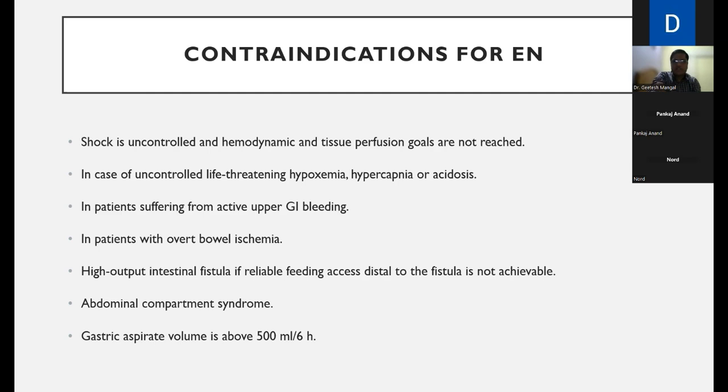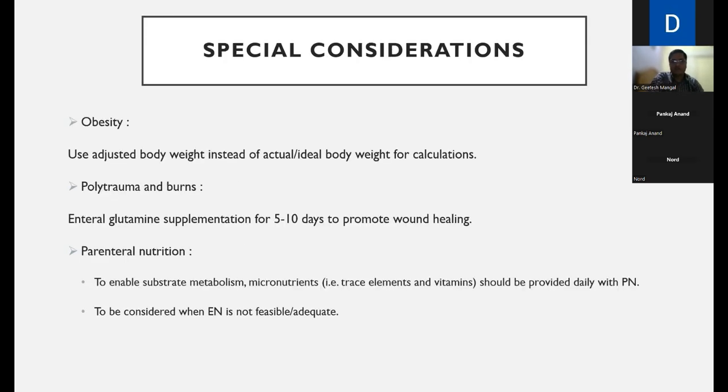So there are some contraindications to enteral nutrition. One is decompensated shock or severe life-threatening homeostatic abnormalities like hypoxemia, hypercapnia, or metabolic acidosis, active upper GI bleed, bowel ischemia, high output fistulas, then compartment syndrome, and gastric residual volume. If the patient is not able to tolerate the feed, with a GRV of more than 500 ml every 6 hours, then these are contraindications for enteral nutrition, and we have to switch the patient to parenteral nutrition.